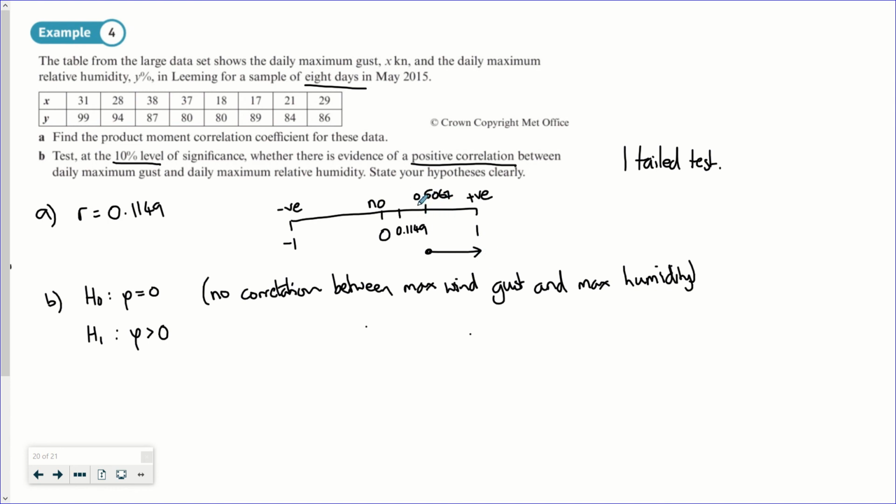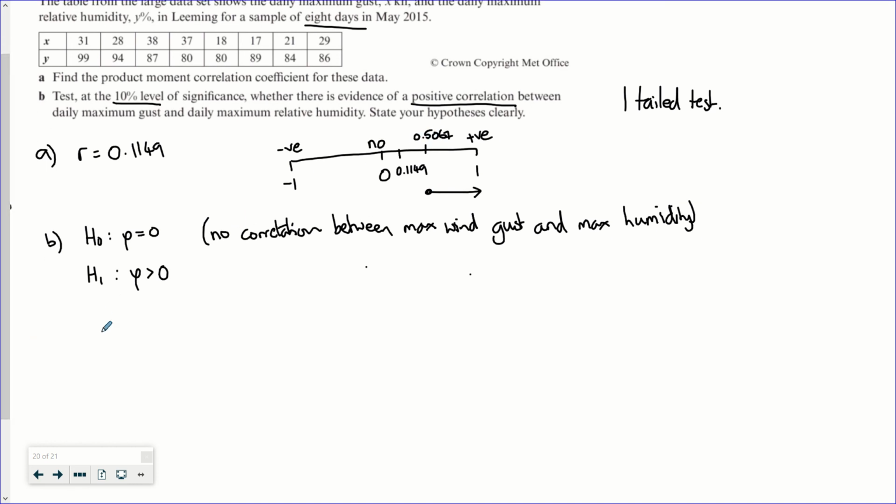So in this case, we can't reject H0. Our value of the sample correlation coefficient, 0.11, is not big enough to suggest that there's a positive correlation because it's not in our critical region. It's not bigger than that value from the table. So our conclusion is that there's insufficient evidence to suggest that there's a positive correlation. So we do not reject H0.